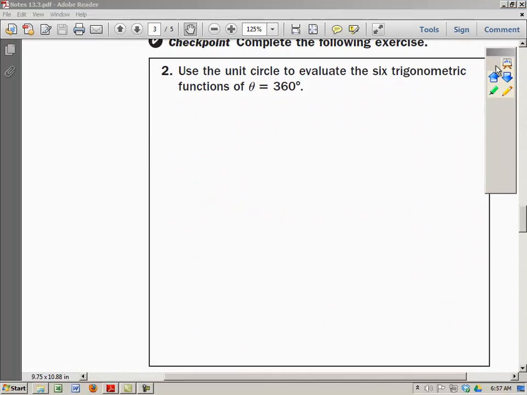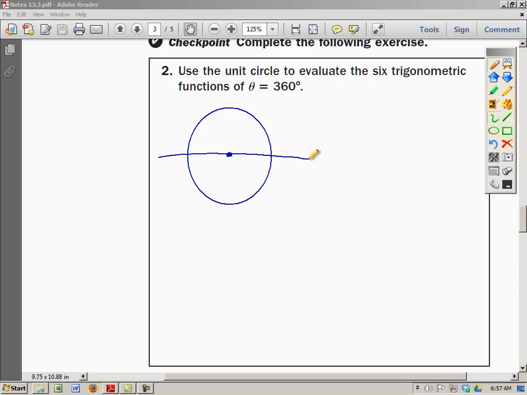So there's a checkpoint problem here down below. They want you to fill in the 6 trig functions for 360 degrees. So let's go ahead and try that together. First thing I would do is draw a unit circle, and I would put the center here. 360 degrees is a full rotation all the way right back to here. So theta is going to intersect at 1, 0. So my x value is 1, my y value is 0.